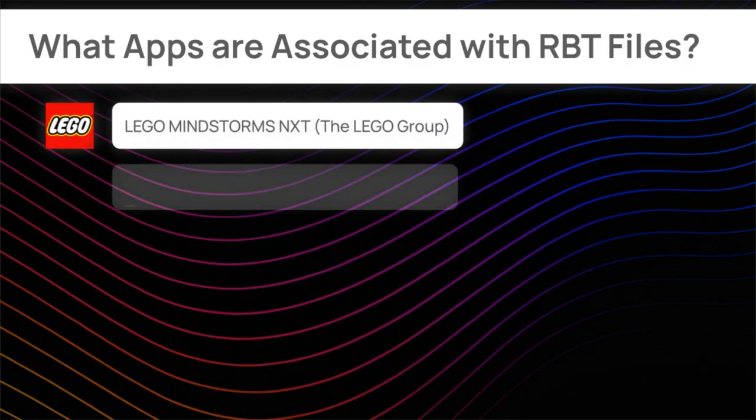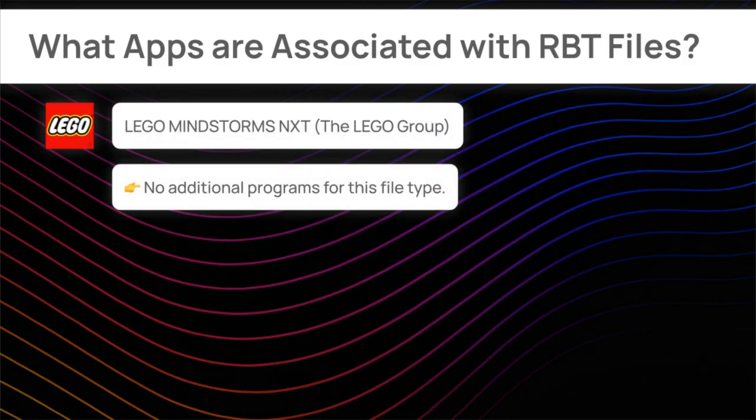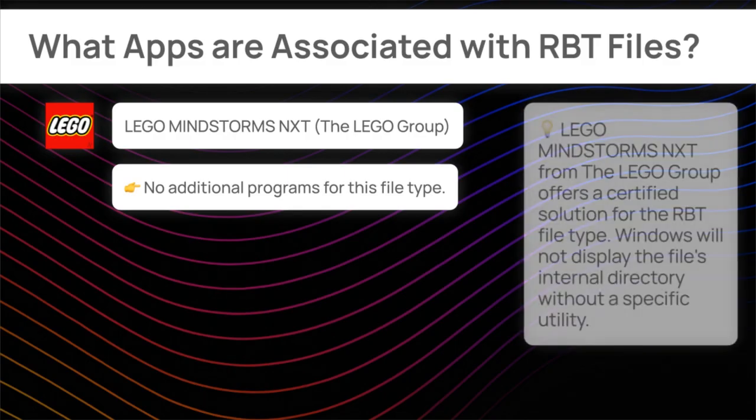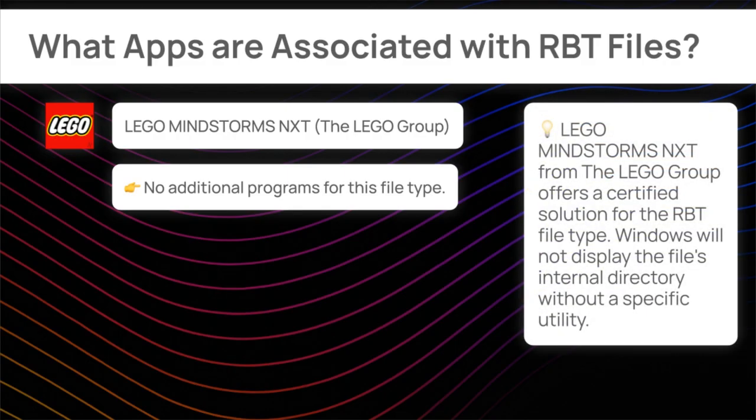The software default for the RBT file type is the solution provided by the LEGO Group's LEGO MINDSTORMS NXT. Windows will not display the file's internal directory without a specific utility. Windows may preview high-level details, but full interpretation requires appropriate data processing tools.